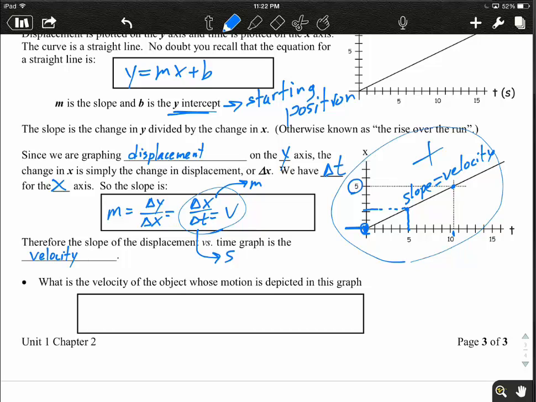So our last thing here says, what is the velocity of the object whose motion is depicted in this graph? Well, if you pick a point and let's say you use the 5 meters here, we know that the slope represents the velocity and the rise would be delta x. So if we end at a position of 5 and we started at the origin, because that's the y-intercept, the time that went by, let's say, is 10.4 seconds, and so therefore the velocity, or the slope of that line, is 0.48 meters per second.